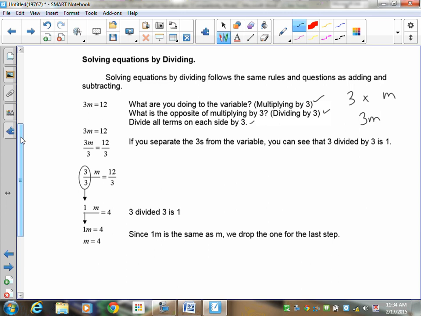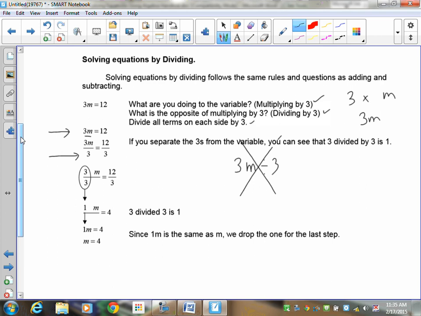I told you before that we're going to get away from using the little divide sign. So 3m divide by 3 is no longer going to be allowed. I want you to put it in fraction form. Here's the equation: 3m is equal to 12. I'm multiplying by 3, so to undo that, I'm going to divide by 3. Put both sides over 3.